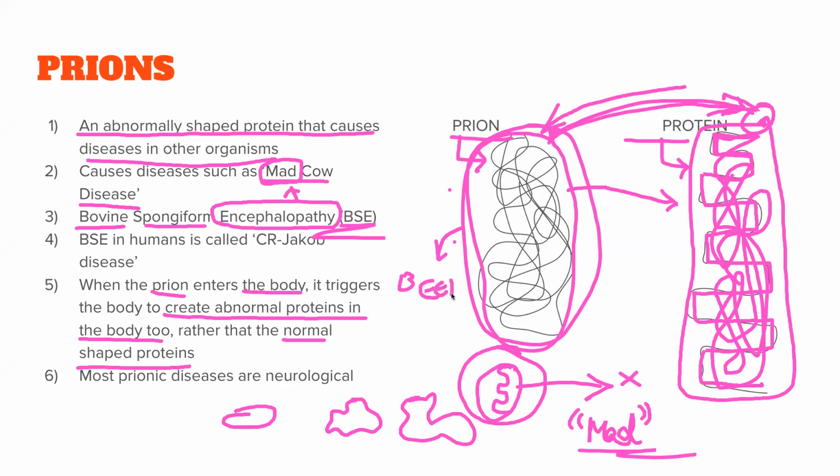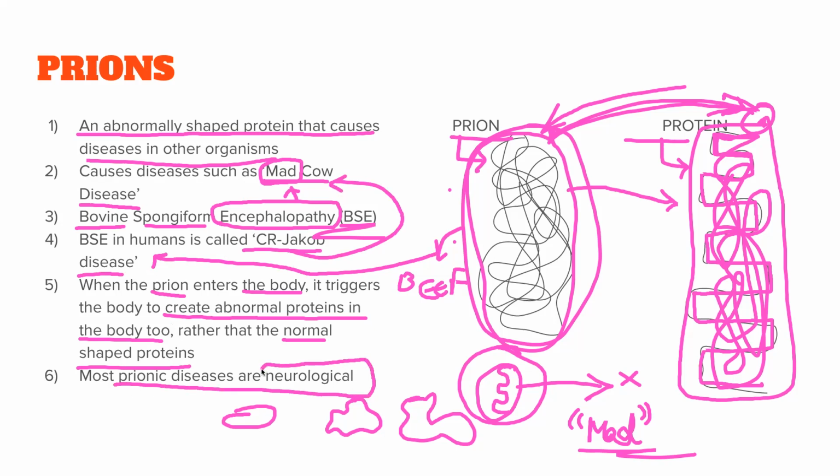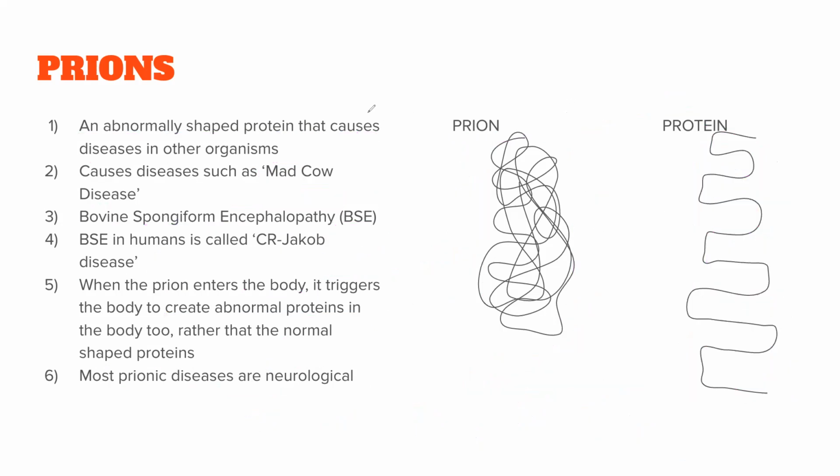And then this protein goes into a human, and it causes Creutzfeldt-Jakob disease, which is the human name for mad cow disease. Most prionic diseases are neurological. Now, this is a proper scientific fact that most prionic diseases are neurological.